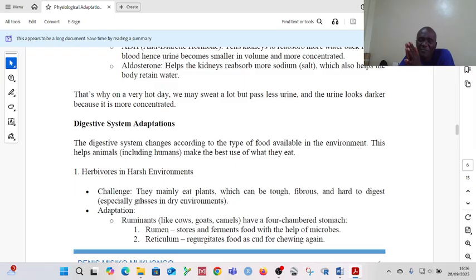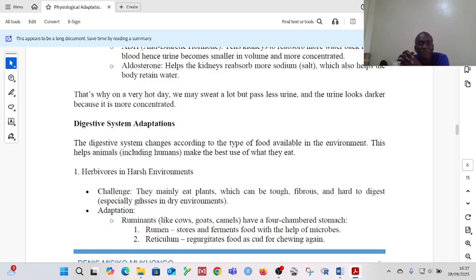So on the basis of the various food type that is available, let's think of if herbivores are present in a harsh environment. Being in a harsh environment, it means they will mainly eat plants which can be tough, fibrous, and hard to digest. We are talking of grasses that are especially found in a dry environment. They should have very tough covering. That makes it that these herbivores are then exposed to a challenge of even digesting. So which adaptations will these herbivores have?